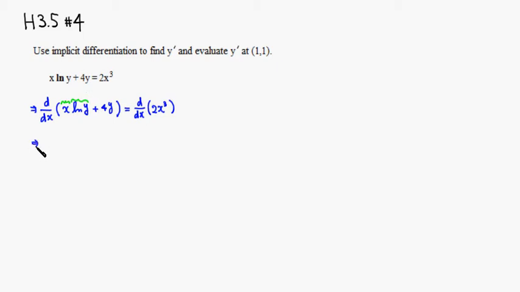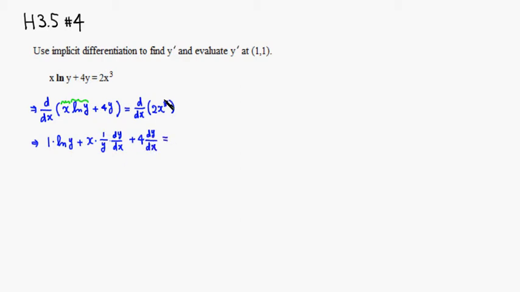The derivative of x is 1, times the second guy, natural log of y, plus the first guy x, multiplied by the derivative of natural log of y, which is 1 over y, then multiplied by dy over dx. Then you have plus the derivative of 4y, which is 4 times dy over dx.